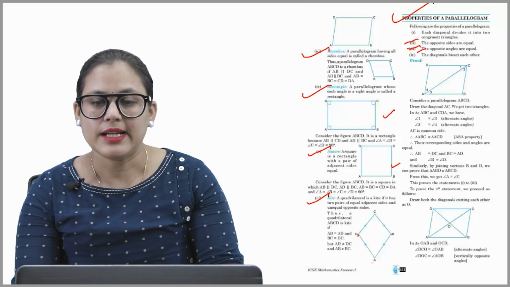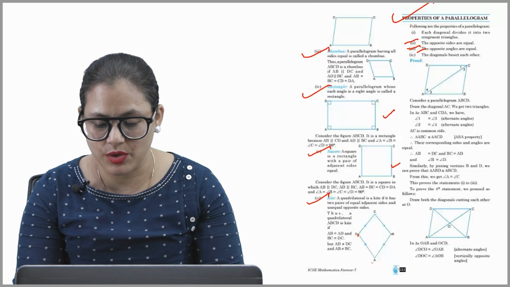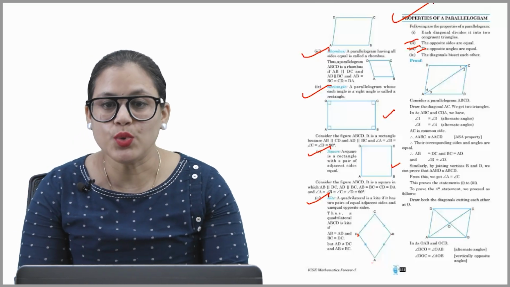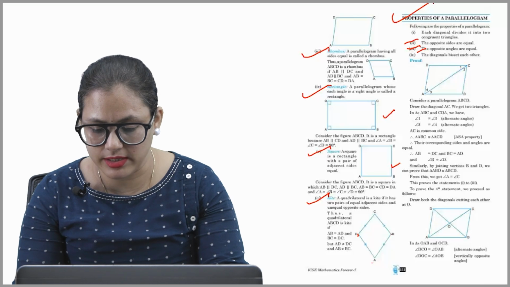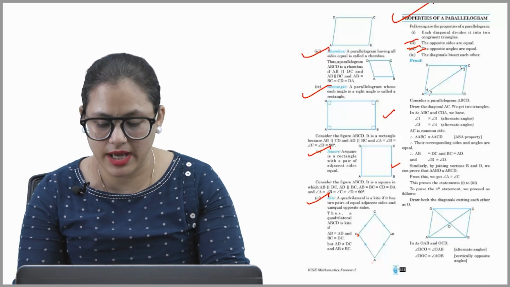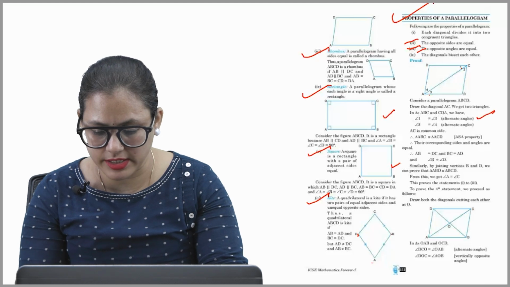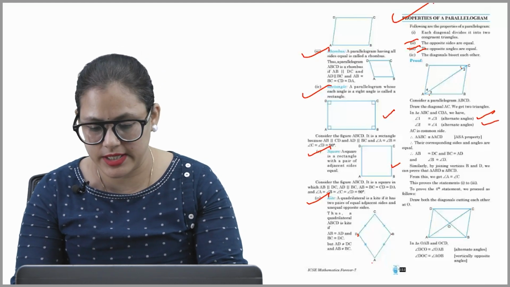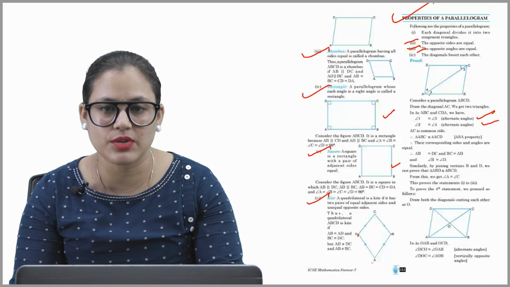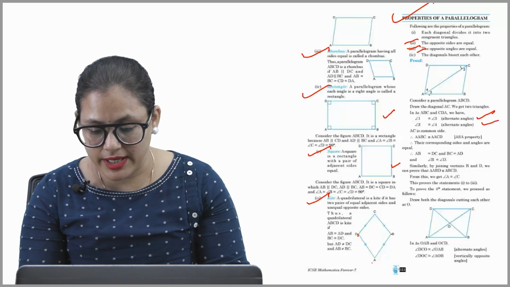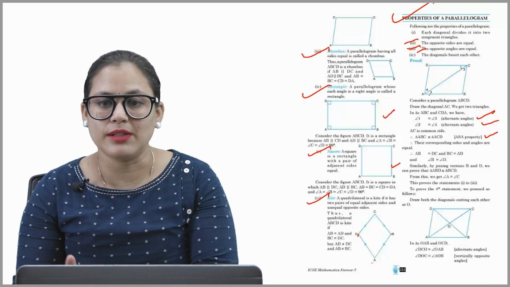Okay. Now, proof. Consider a parallelogram ABCD. Now, we will draw a diagonal AC. So, we get 2 triangles as triangle ABC and triangle CDA. We have angle 1 is equal to angle 2, alternate angle. Angle 2 is equal to angle 4, alternate angle. AC is common side. AC is common in both these triangles. Okay. So, these 2 triangles are congruent by ASA, that is angle side angle property.